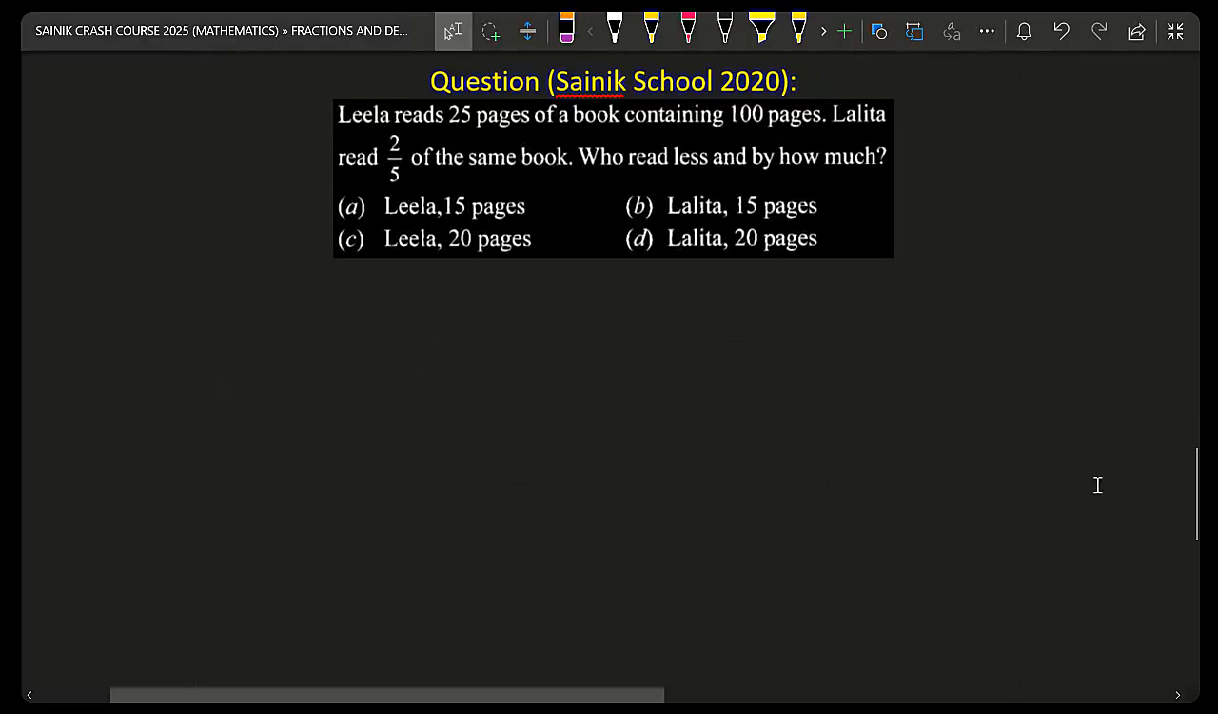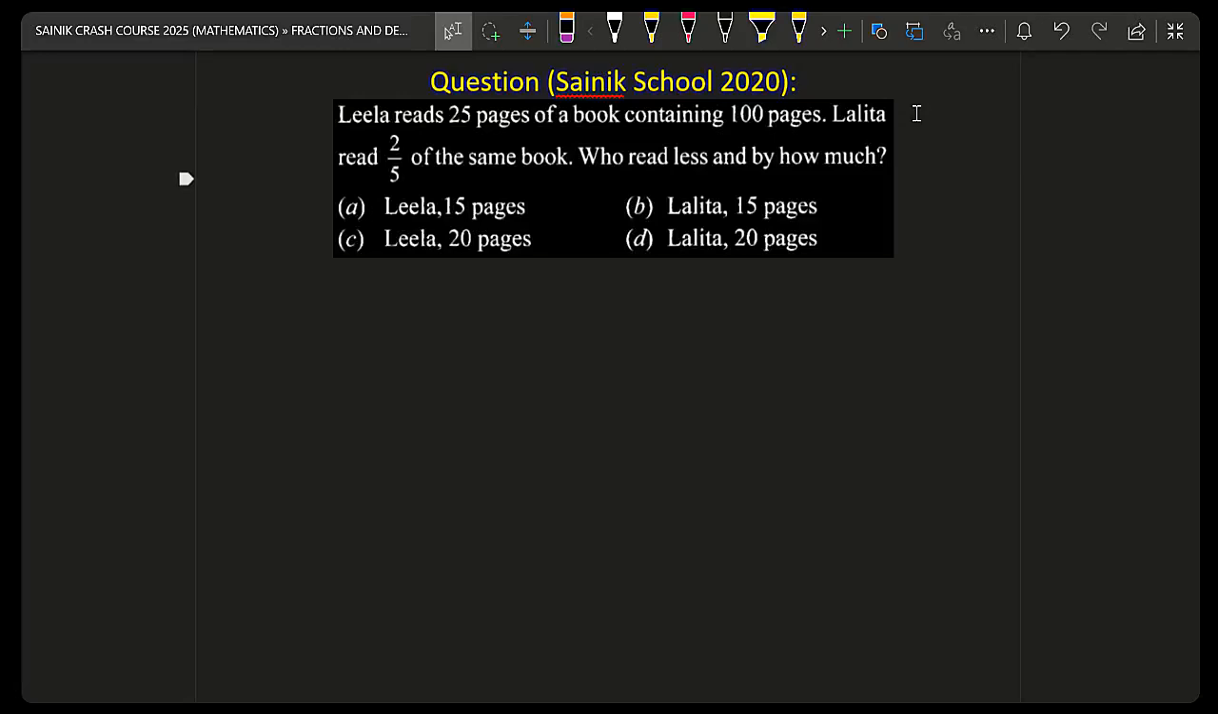Leela reads 25 pages of a book containing 100 pages. Lalita read two-fifths of the same book. Who read less and by how much? So all of you try this question, and if anybody wants to give the solution, raise a hand now. Manaswini? Yes, sir. Will you say the answer? Okay, go ahead, Manaswini. Read the question loudly.